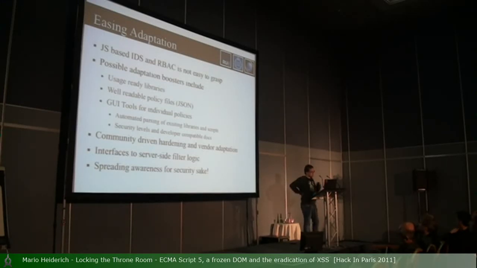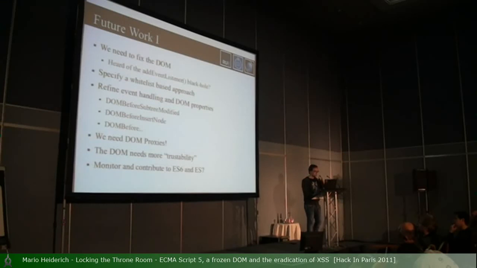And we are also trying to find a way to interface server-side filter logic, but this is in the future, to be able to tell the server about the major and the key capabilities of the client. What is happening here? Is there still a backtick trick? Can we make feature tests against bugs and so on? So there is a lot of work to do. And the most important part is, of course, spreading awareness for security's sake. Tell people about Object.defineProperty and tell them what is possible with JavaScript and modern browsers right now.